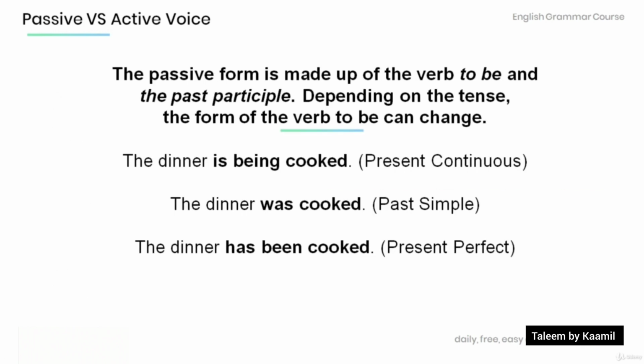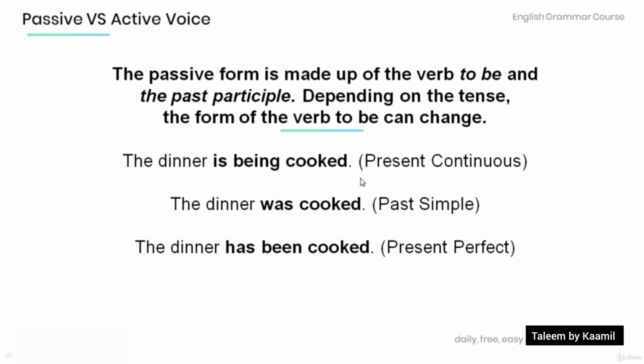The passive form is made up of the verb to be and the past participle. Now, depending on the tense, note that the form of the verb to be can change. Have a look at the examples over here.